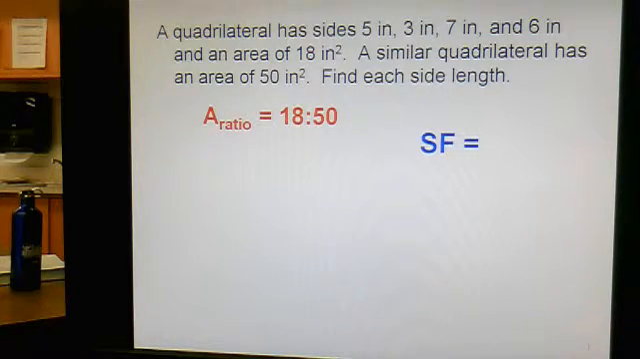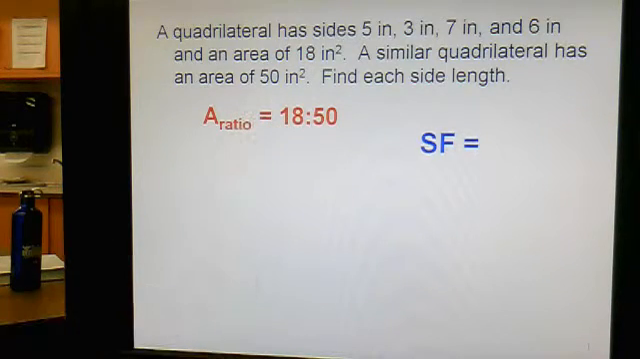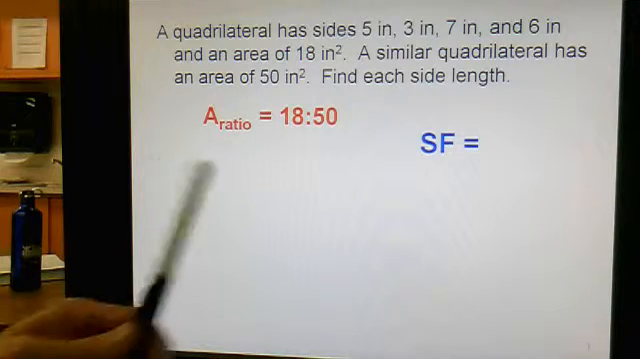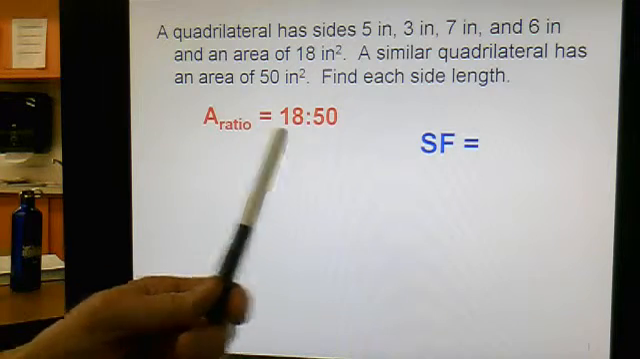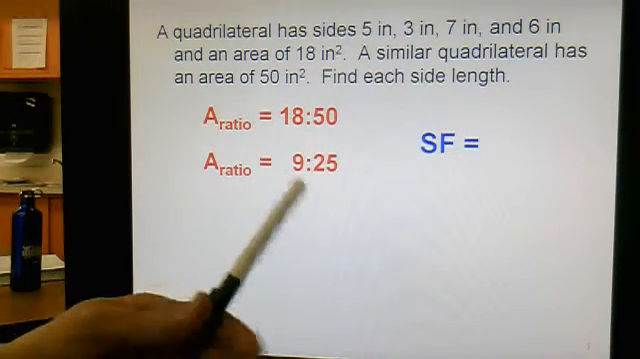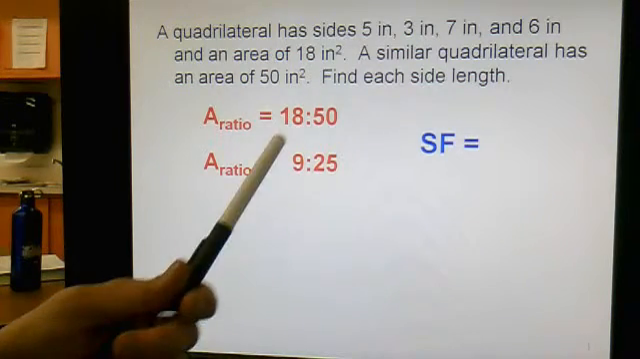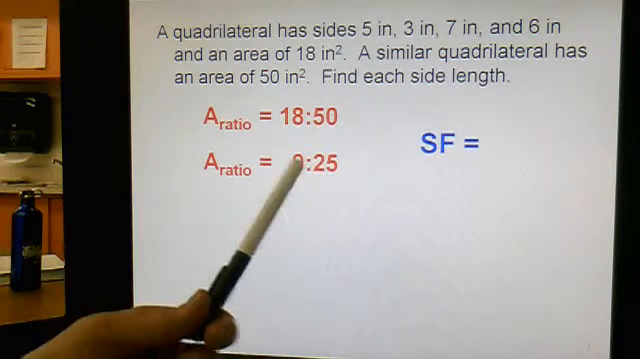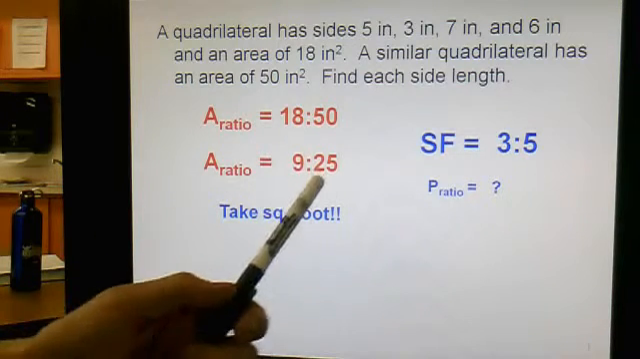Something you might want to do first is reduce this ratio. Think about what goes into both of these and divide that common factor out. So if you divide this by 2, you get 25. If you divide this by 2, you get 9, which is still the same ratio, but it's a much more manageable ratio in terms of working backwards. Work backwards from this, you take the square root of both of these, and you get a pretty simple 3:5 ratio. Square root of this is 3, square root of this is 5.